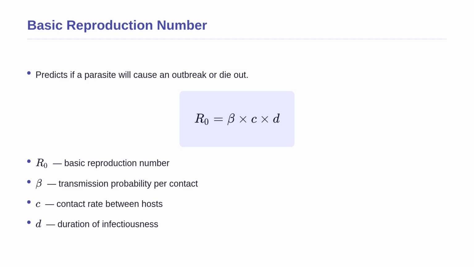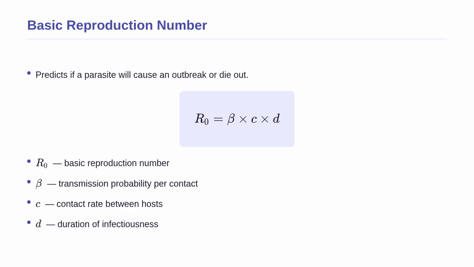Now that we know what parasites are, how do we measure their spread? Epidemiologists use a mathematical concept called the basic reproduction number, denoted as R0. Conceptually, this tells us the average number of new infections caused by a single infected host in a completely susceptible population. The formula is R0 equals beta times C times D.